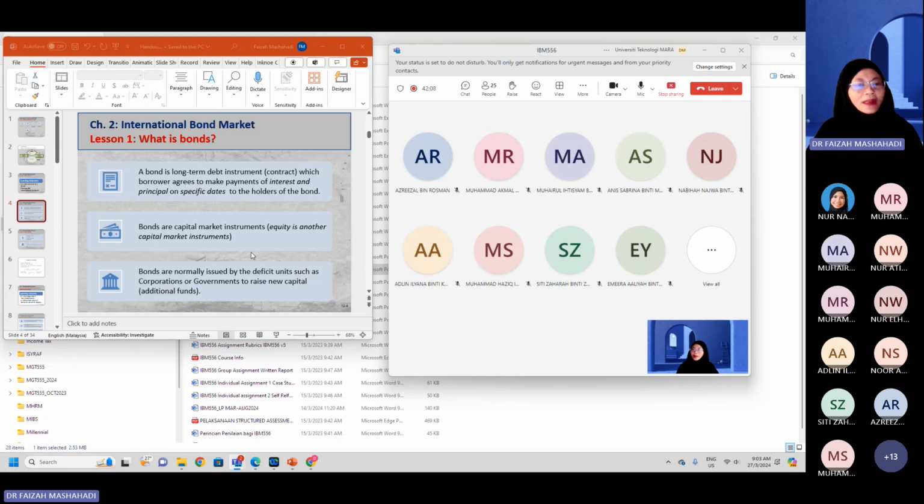Okay, bonds are a capital market instrument. As I mentioned, it is under the capital market. The capital market is under the financial market. And bonds are normally issued by the deficit unit, such as a corporation or government, to raise new capital. Right? It is not only meant for the government, but also for corporations. Multinational corporations normally issue bonds. They go for Euro bonds or foreign bonds or global bonds in financing their future expansion.